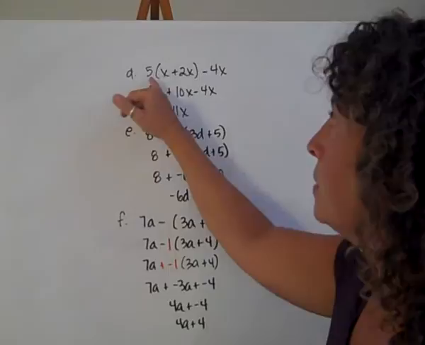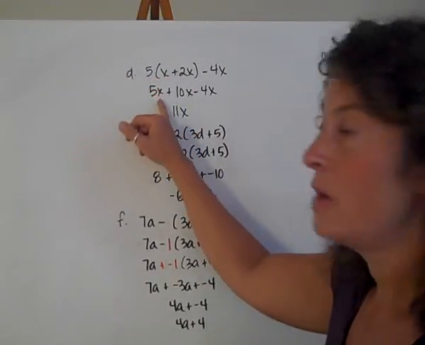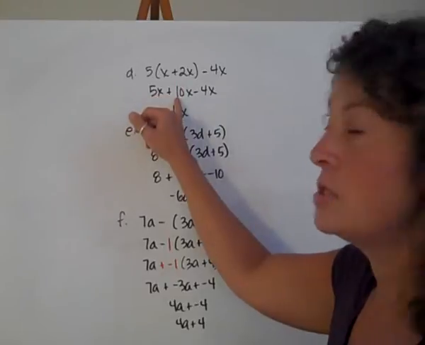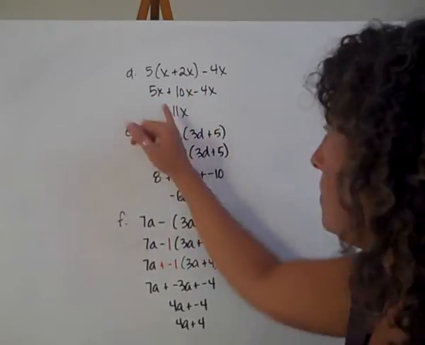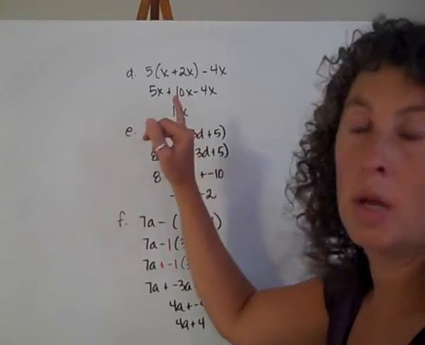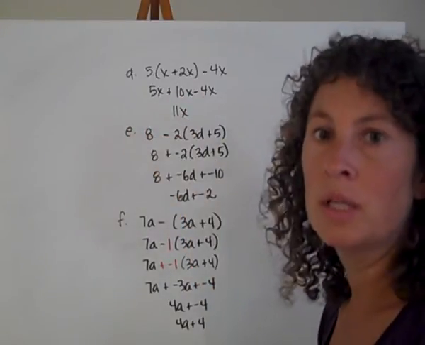So I'm going to multiply my 5 times everything in the parentheses. So 5 times x is 5x. 5 times 2x is 10x, and then I've got this negative 4x hanging out of the back here. They're all x's, so I can combine them together. 5 plus 10 is 15, minus 4 leaves me with 11x.